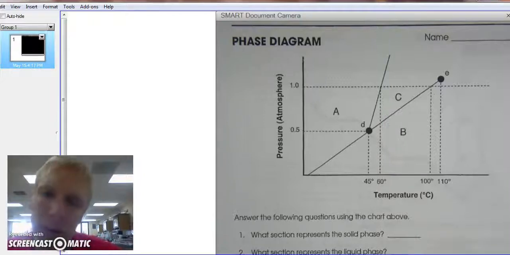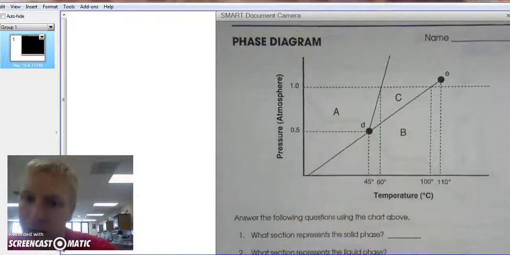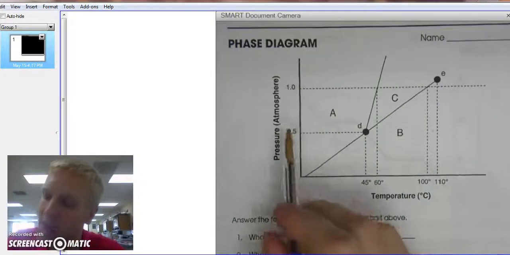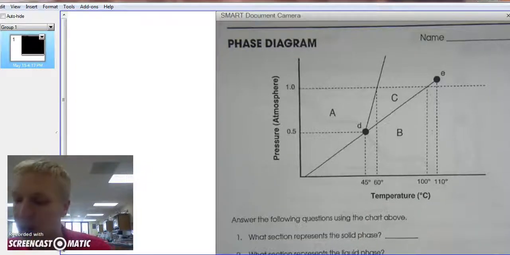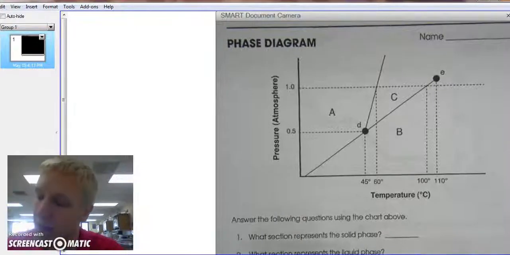Hello, in this video I'm going to be going over phase diagrams. I have a nice little phase diagram right here. What it's looking at is pressure in relationship to the temperature and what state of matter it is turning into based off of those two factors.